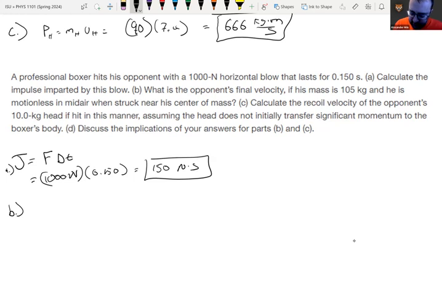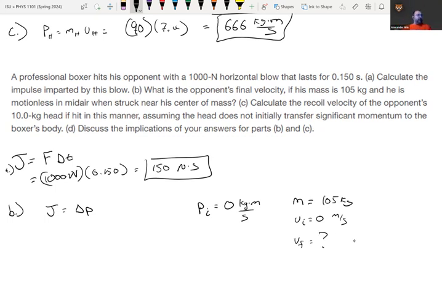For part B, we would say, okay, J is equal to his delta P. Now, for his initial P, we know that his mass was 105 kilograms, but his initial velocity was 0 meters per second. We know that because it said he's motionless. So his initial momentum is just 0 kilogram meters per second. Now his final velocity is what we're looking for.